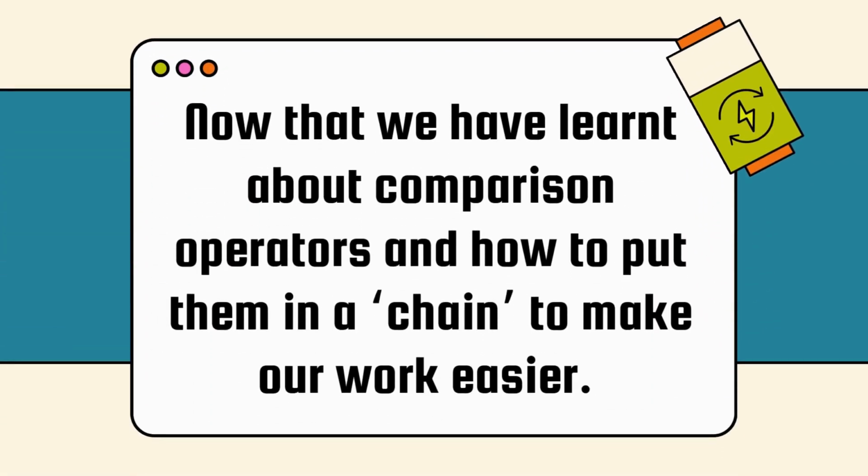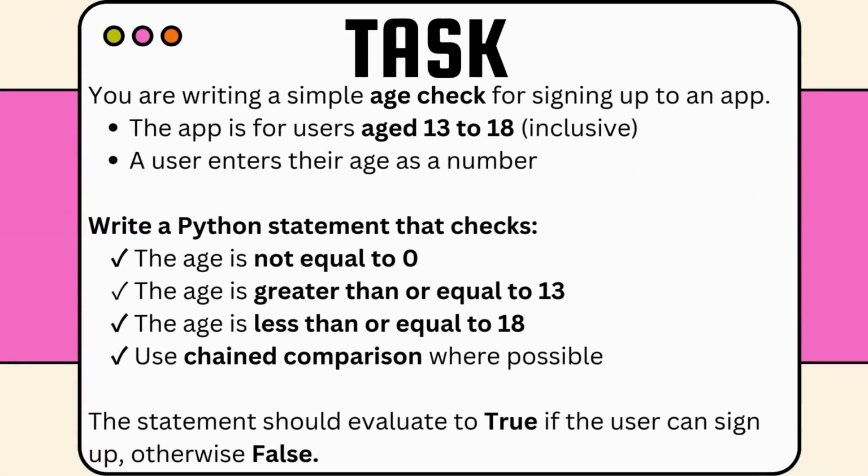So now that we've learned about comparison operators and how to put them in a chain to make our work easier, let us take on a little task to utilize what we've learned today and our knowledge throughout the course. So here's the task. You are writing a simple age check for signing up to an app. The app is for users aged 13 to 18 inclusive. So people who are 13, 14, 15, 16, 17, 18 years old can sign up to the app. A user enters the age as a number. So that gives you a little hint about using the input.